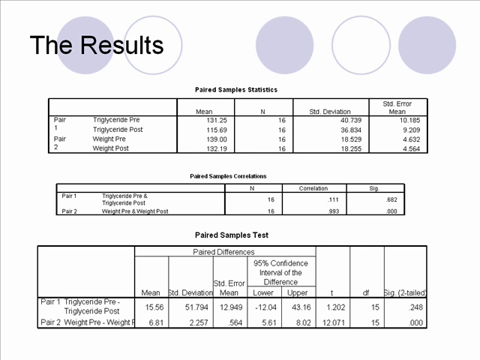We fail to reject the null hypothesis. The diet did not make a difference with the triglyceride level on these 16 men. Whereas if you look at the significance level on the weight, 0.000, that is smaller than 0.05, and so we reject the null hypothesis, and we say that the diet did make a difference on these individuals' weight.